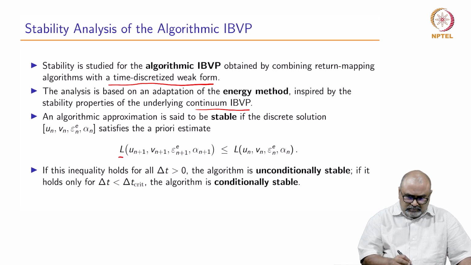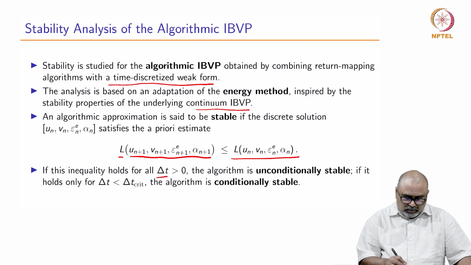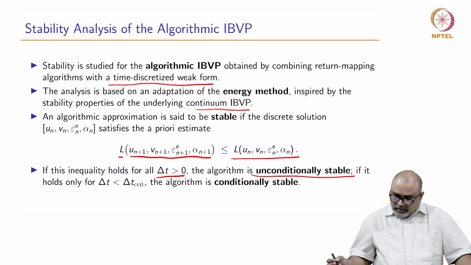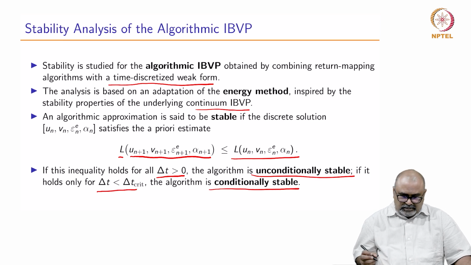L, which is a function of u_{n+1}, v_{n+1}, epsilon_{n+1}, E, alpha_{n+1}, is less than or equal to functional L of u_n, v_n, epsilon_n, E, alpha_n. This inequality holds for all delta t greater than 0. The algorithm is said to be unconditionally stable, and if it holds good only for delta t less than delta t critical, then the algorithm is conditionally stable.